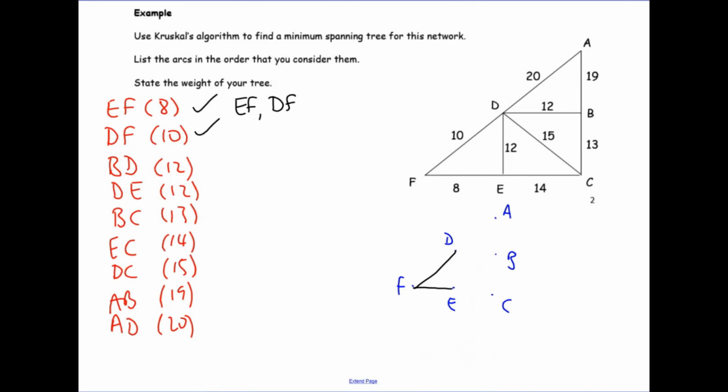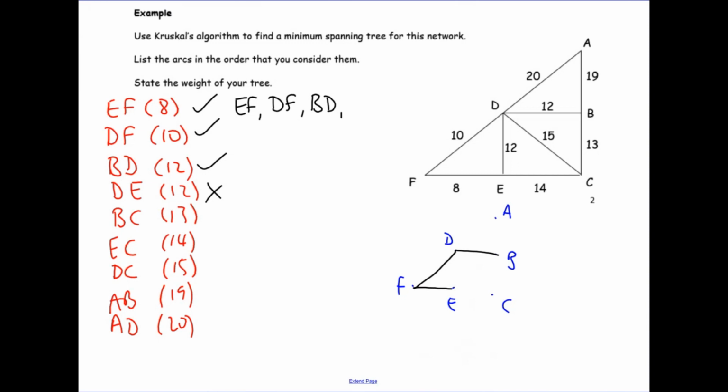BD, if I was to add that onto my diagram, it's fine. I can't go around in a cycle on there, so I can add BD. But DE is the first one I can't add on. If I was to add DE onto my diagram, it would make a cycle around here, around DEF. So I can't add that one, so I'm going to reject that one. That's next.